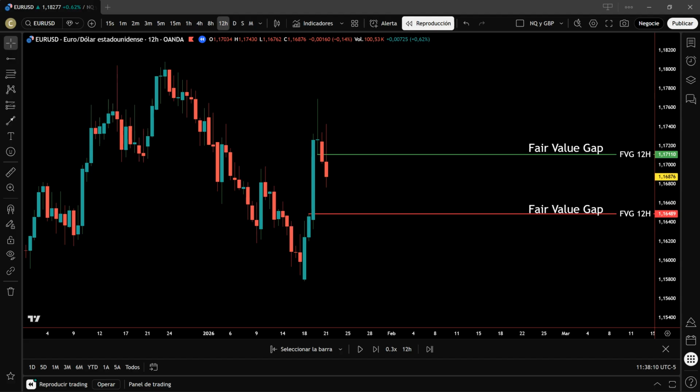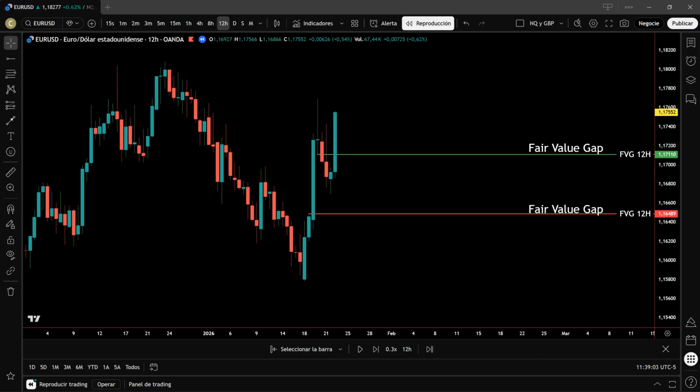What we're looking for here isn't just for the price to reach the level, but how it reacts to it. Will we see a rejection? Will long wicks appear, signaling that buyers are defending this level? This is the exact moment where theory turns into a potential trading opportunity. If the FVG holds, we'll have confirmation that the bullish trend has a solid foundation to continue its move.